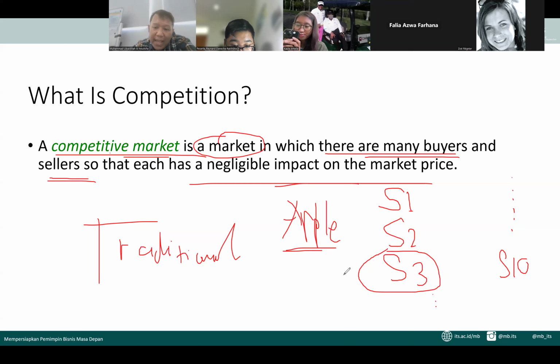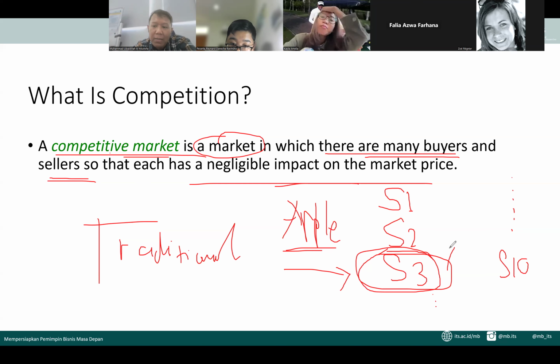So this seller has a negligible impact on the market price because one seller will not impact the market price. So whether you sell below or above, the market price will stay the same because you are only one seller, right? So in the market, when we say a competitive market, it means that we have many sellers and many buyers, and each of them is competing to get the best price as they wish.